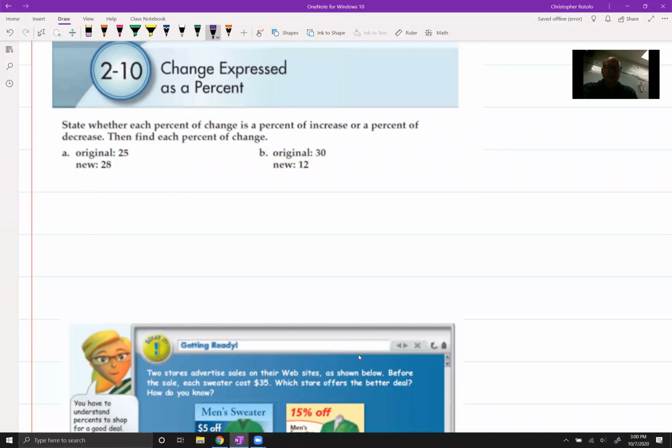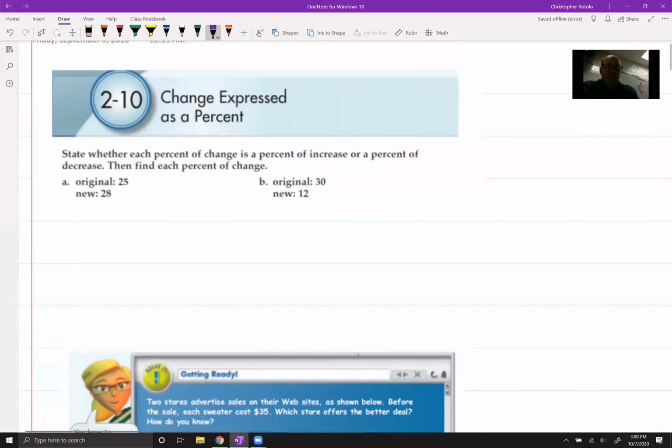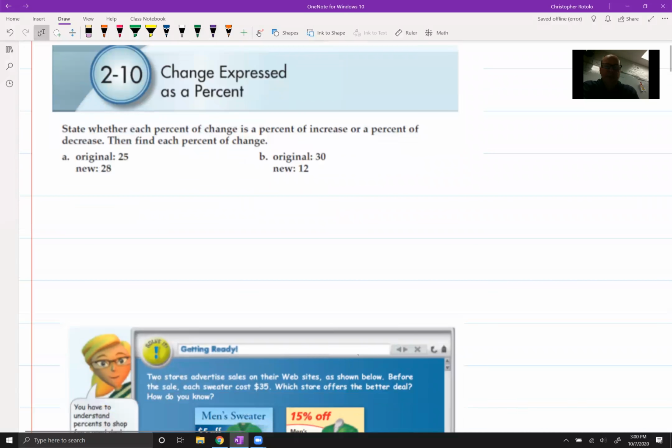Hey, look at that. We are finally at the end of chapter 2. We are moving right along. We're going to talk about percent change and see what's going on. You do this all the time. You just don't really know that you're doing some algebra. What we're going to do is try and look if the percent is an increase or decrease, and then we're going to find that percent change.